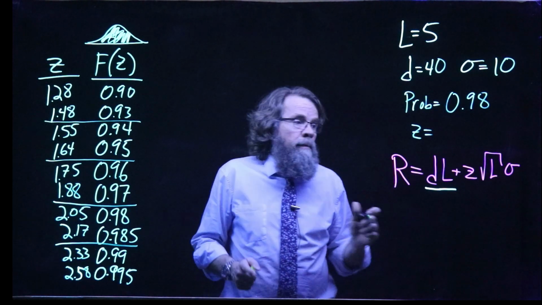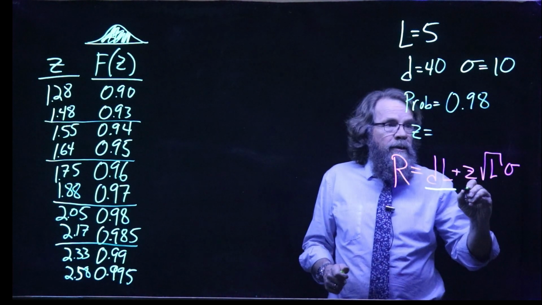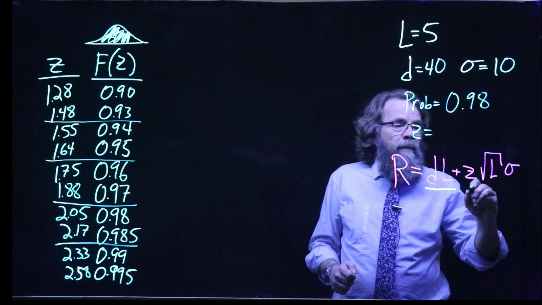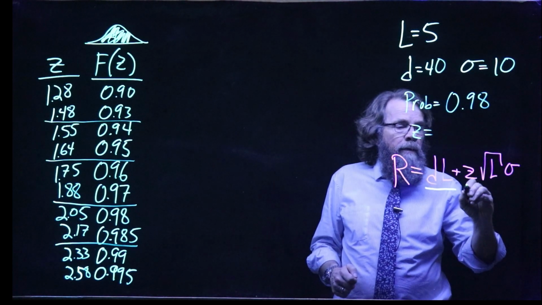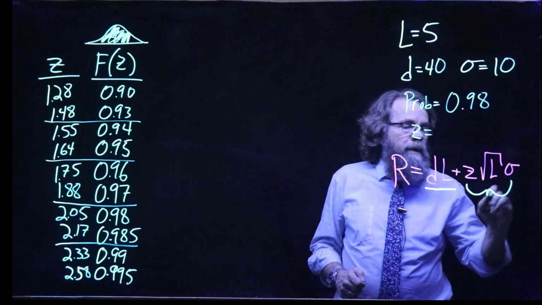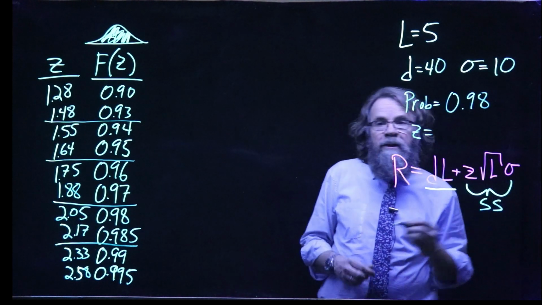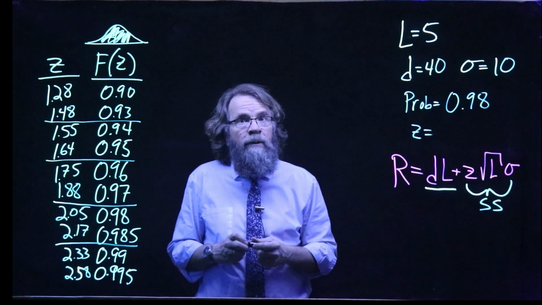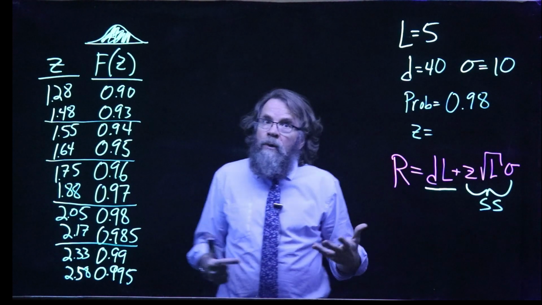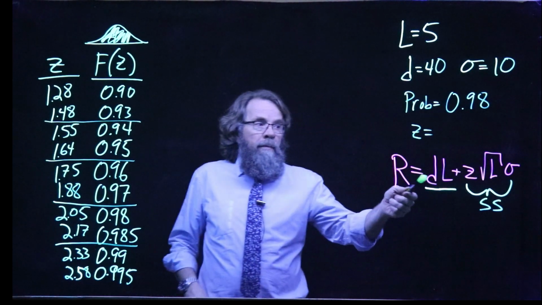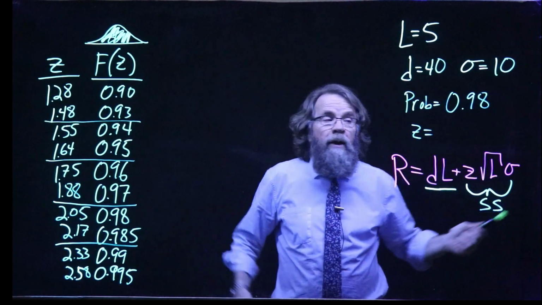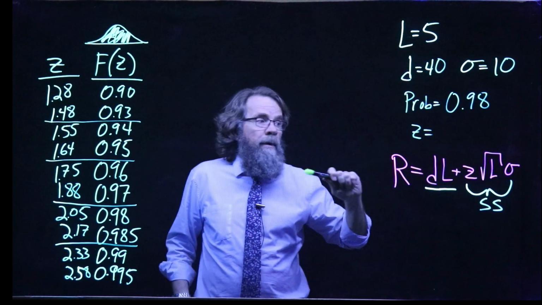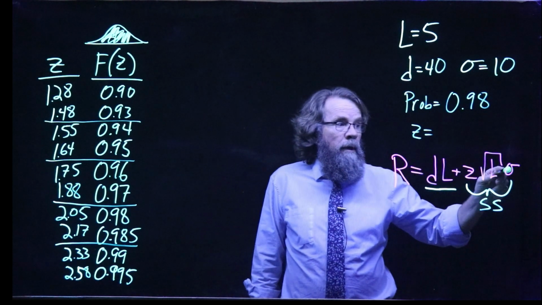But if there is randomness, then we need to add in this additional amount here, which we can call the safety stock. The additional inventory that we are going to hold on to just to make sure that we don't run out. Now, D times L, that's easy to calculate. The safety stock, however, depends on 3 factors.